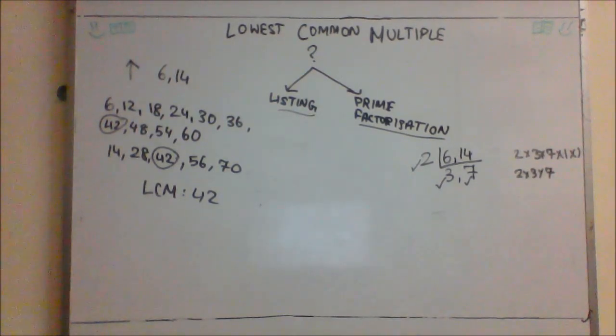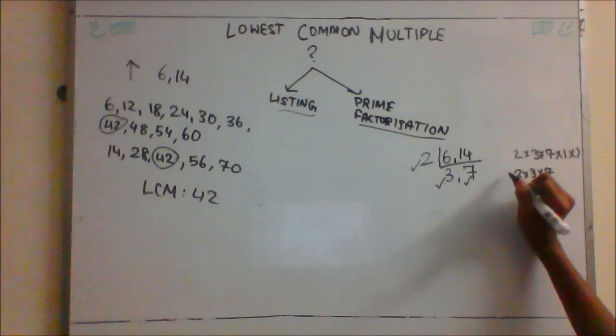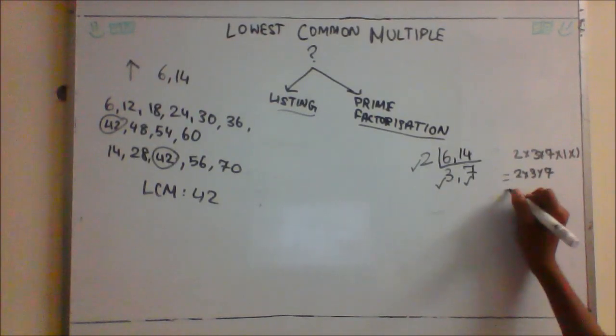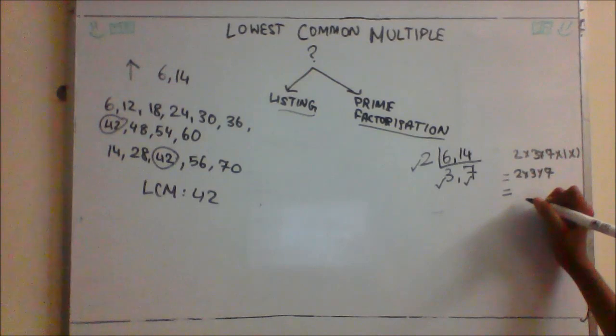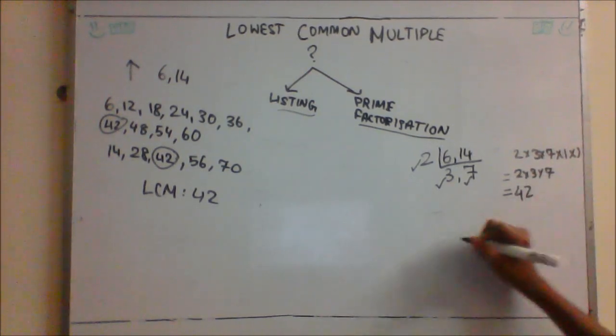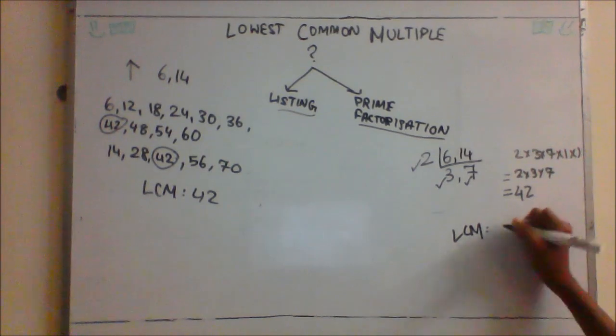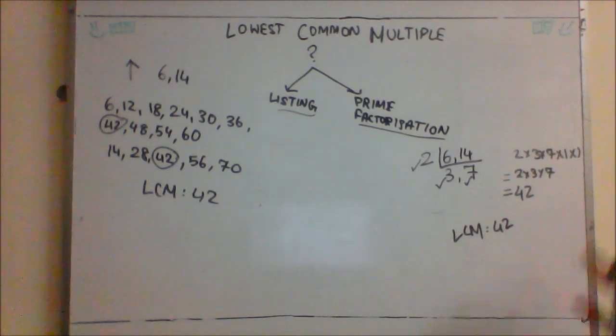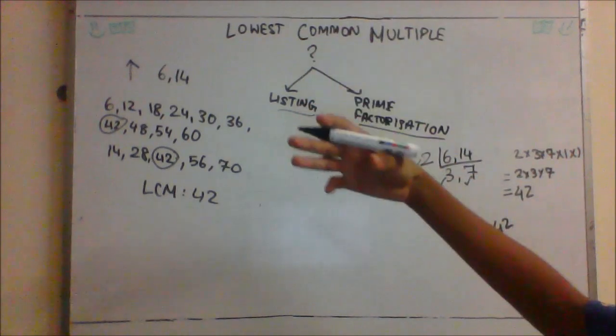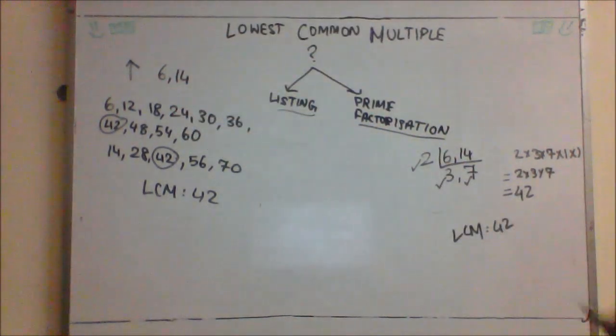So let's stop here, because the LCM is equal to this. 2 into 3 into 7 is 42. So the LCM is 42. In this case, this was a lot faster, and for bigger numbers this is easier. But for smaller numbers you can use the listing method because it's a lot simpler. You don't have to do the short division, just show the multiplication and write the answer. So that's pretty simple for small numbers.